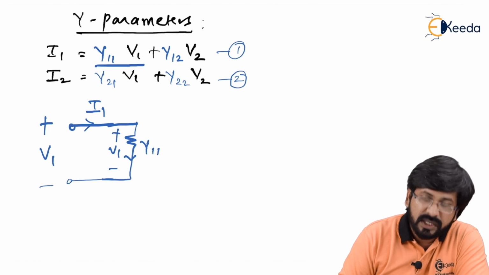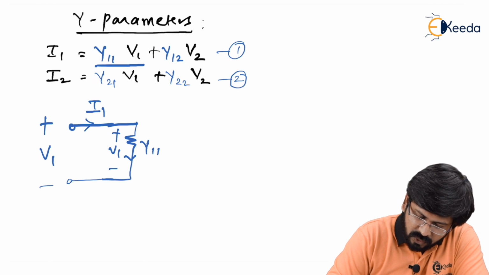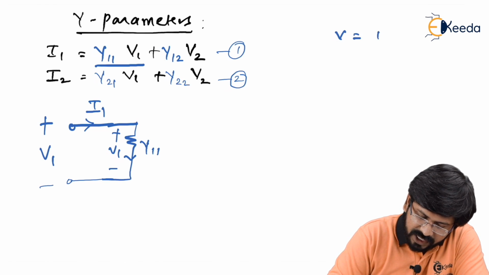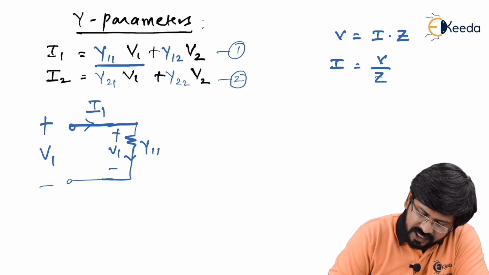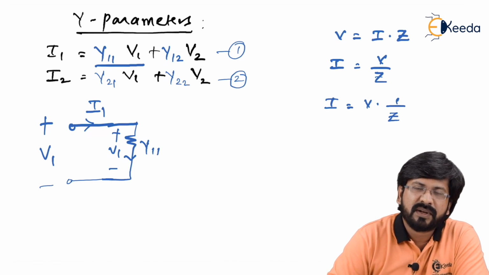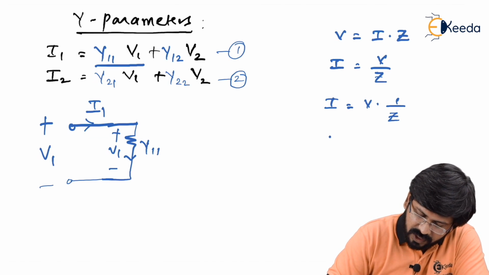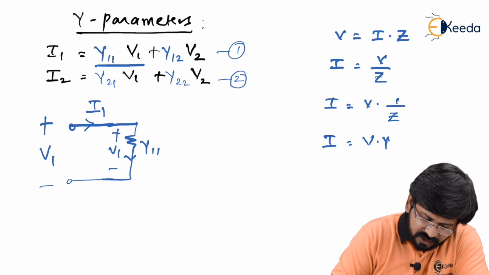Now I would like to give you some clarity on this topic. See, you know the fact that V is equal to I times Z, or you can say that I is equal to V by Z. I can rewrite this as I equal to V into 1 by Z. What is meant by 1 by Z? 1 by Z is the inverse of Z. It is nothing but Y. So I is equal to V into what? Y.